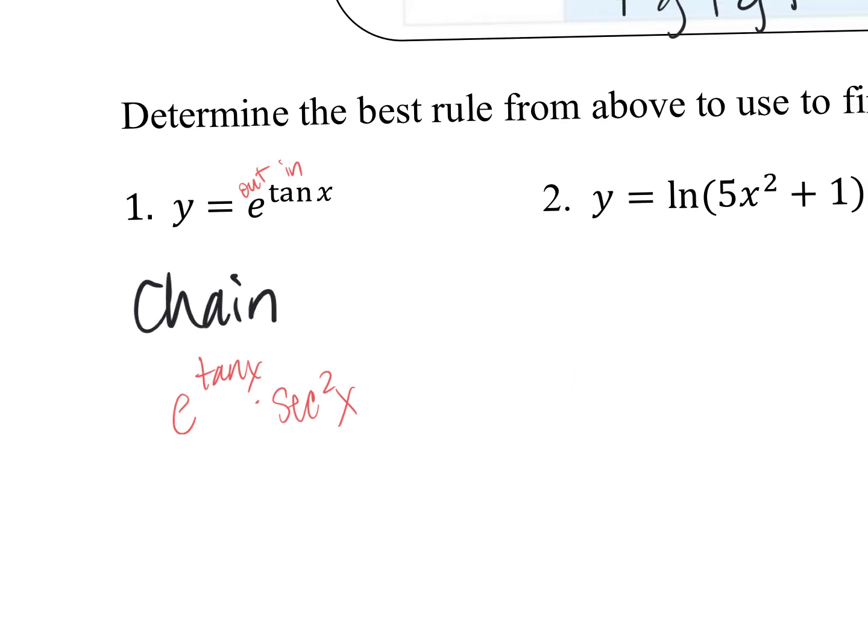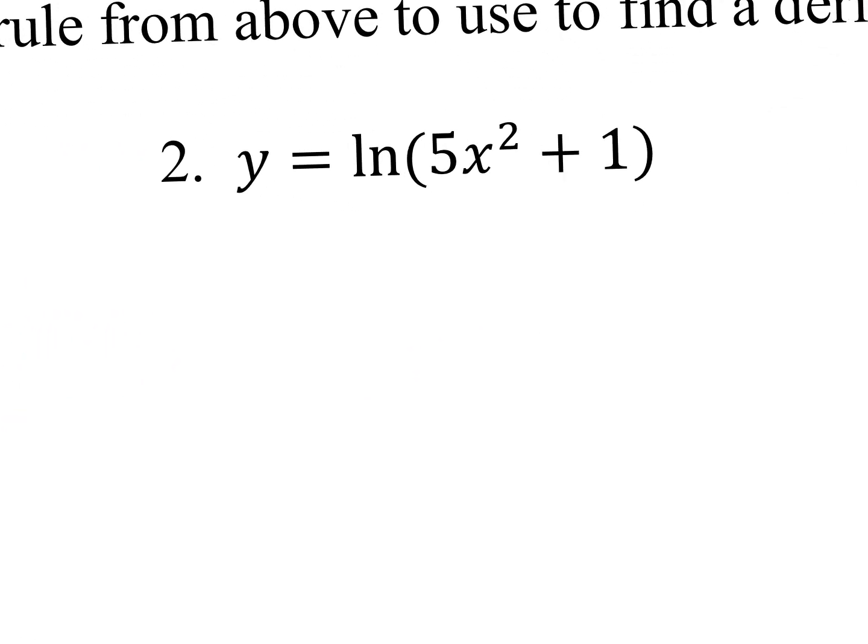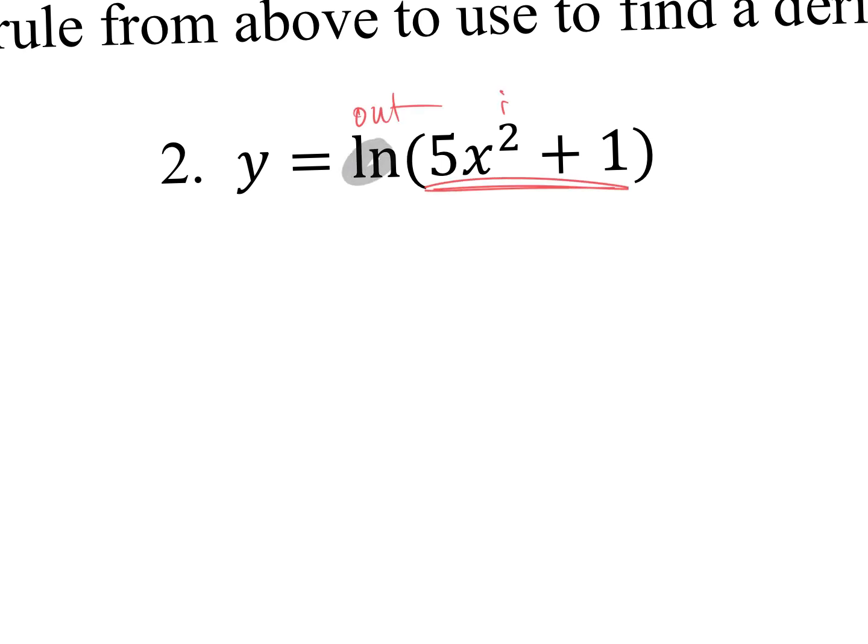Okay. Product, quotient, or chain rule here? Chain again. Don't I have a function on the outside, and then its cute little inner function? So it's going to be chain rule again.